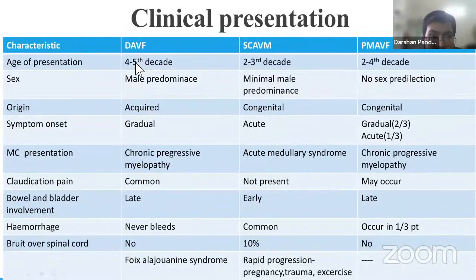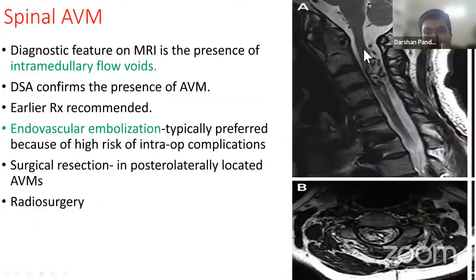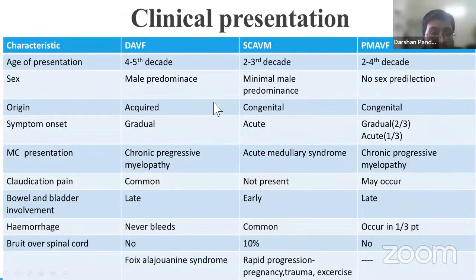Now the differentiating features between dural AV fistula, spinal cord AVM, and perimedullary AV fistula. Dural AV fistula is usually acquired. AV malformation is congenital. Symptom onset is acute in AV malformation, which can present as acute medullary syndrome, whereas in dural AV fistula it can be chronic progressive myelopathy. Bleeding is less common in dural AV fistula, though it can occur. Bleeding is quite common in AV malformation.